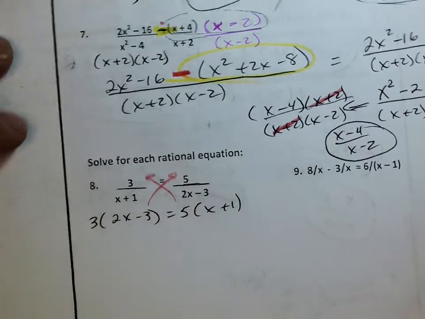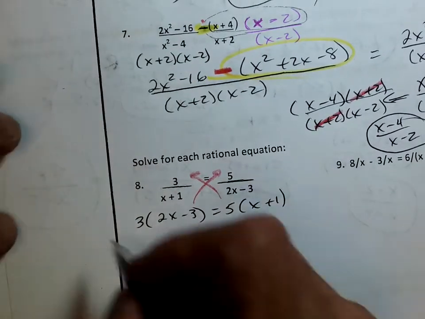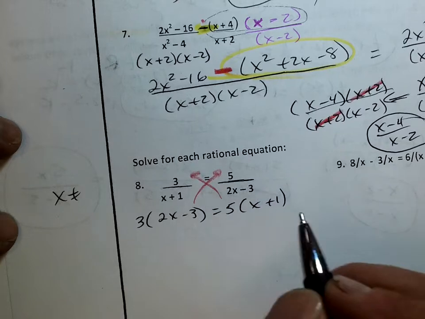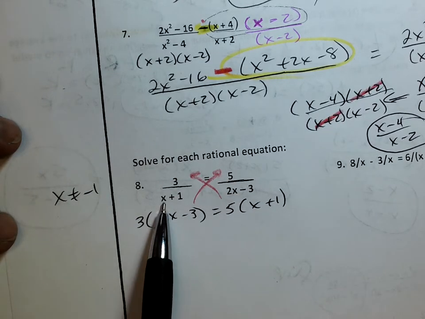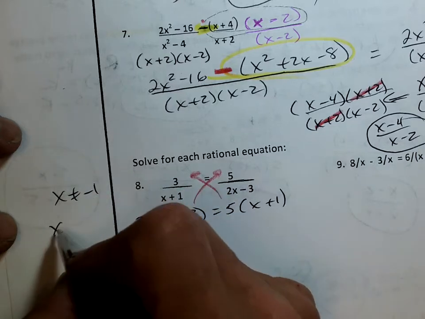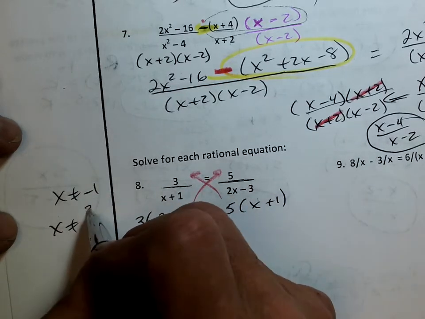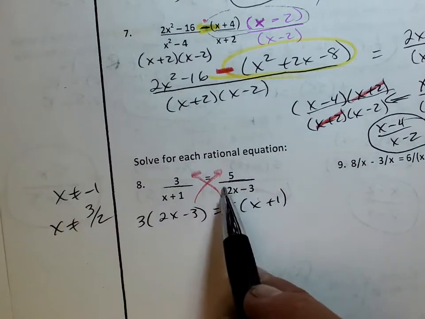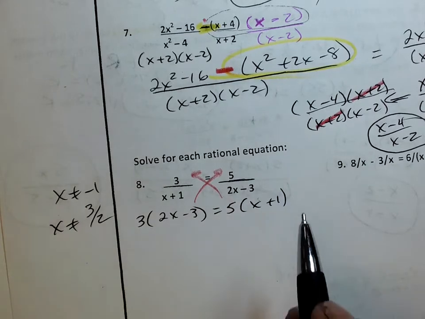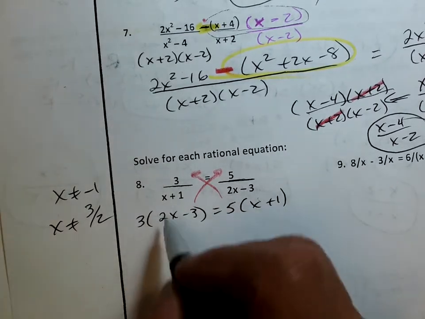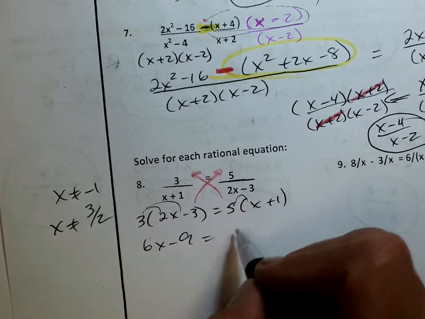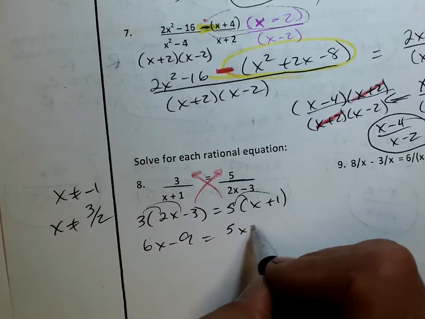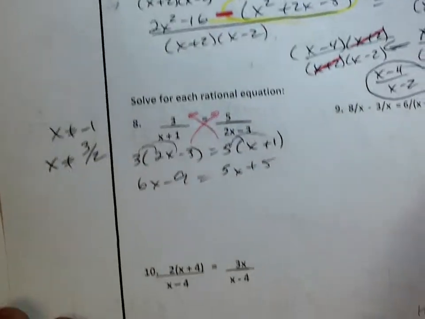Okay, now before I go much further, I do know x cannot equal negative 1, right? Okay, I cross multiply, but x cannot equal negative 1, and x cannot equal 3 halves, because if you solve for x, make it equal 0, you get 3 halves, okay? All right, distribute. 6x minus 9, distribute. 5x plus 5.